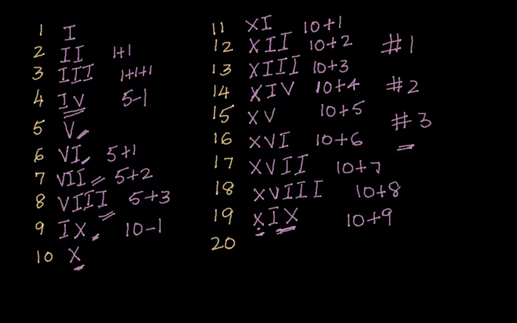How do we write 20? 20 we can write it as 10 plus 10. So we can write two 10 symbols next to each other to make it 20.